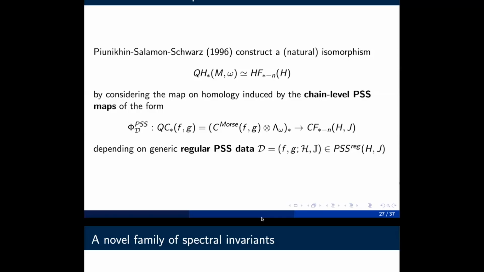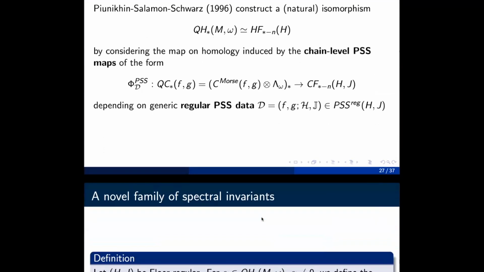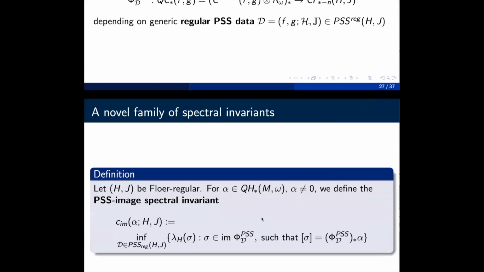Then you look at the orbits that they're possibly asymptotic to, and you do the usual count of these things, and this gives you some chain in the Floer complex. That requires that you define some data, what I call regular PSS data, which is your Morse-Smale pair plus this perturbed Floer equation data, this H and calligraphic H and J here. Given such regular data, you can define a map at the chain level that counts these disks.